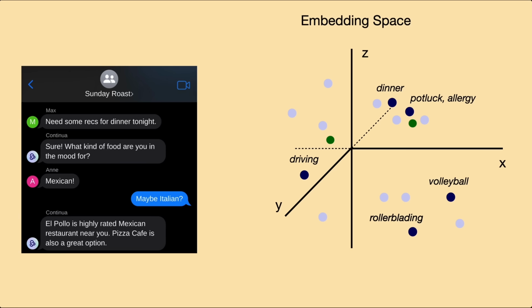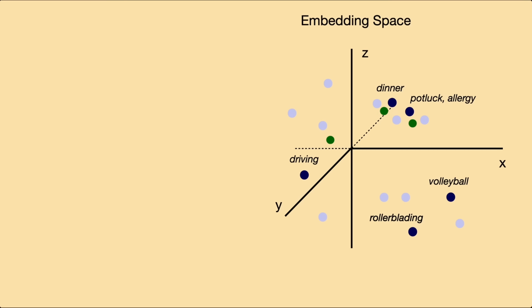Finally, we have this candidate conversation. It's just simply asking for dinner recommendations, and Continua is providing some sort of answer. And so this one's going to end up very, very close to our existing dinner embedding because the structure of these conversations is super similar. So now when we go to retrieve the documents from our embedding space, we're going to be able to retrieve 3 neighbors for every single candidate embedding.